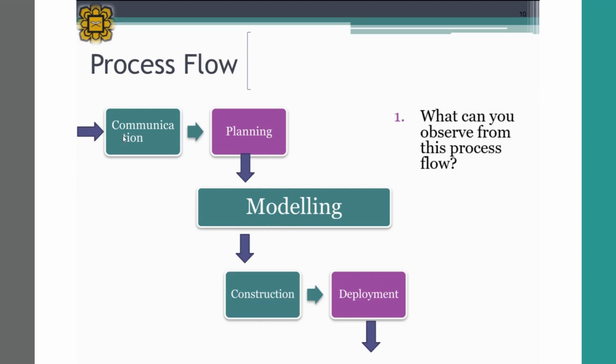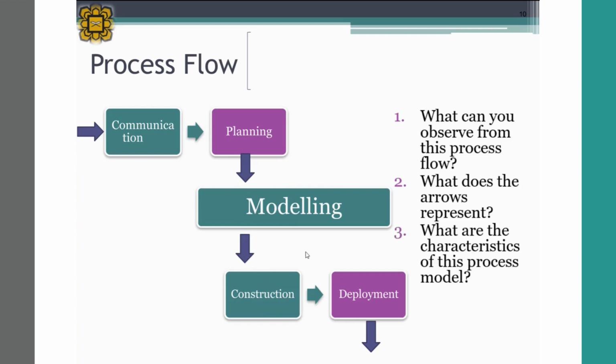So in here perhaps you start off with communication, then you move on to planning. But while you're doing planning, you start a bit with modeling, and while you have not even finished with the modeling, you focus on construction as well, and these are done in parallel. So the arrow here represents ordering in terms of parallel. So the characteristics are that some of the activities are done in parallel with differences in terms of effort.